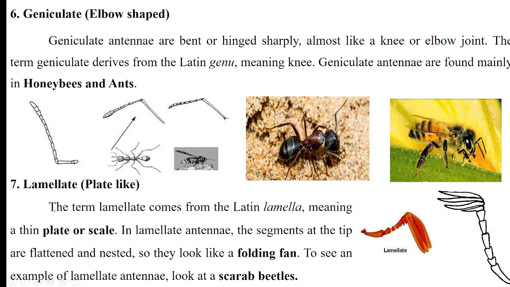Then lamellate antennae, this is also called plate-like antennae. This looks similar to flabellate antennae, but it differs from the flabellate antennae. You can see here this plate-like structure, these upper segments look like plates. It looks fan-like, but it is different from the flabellate antennae. And this antennae you can find in scarab beetles.